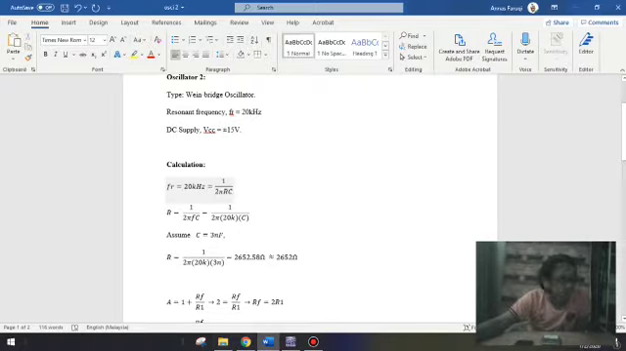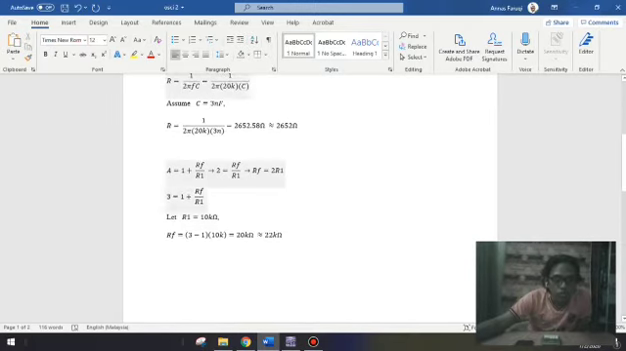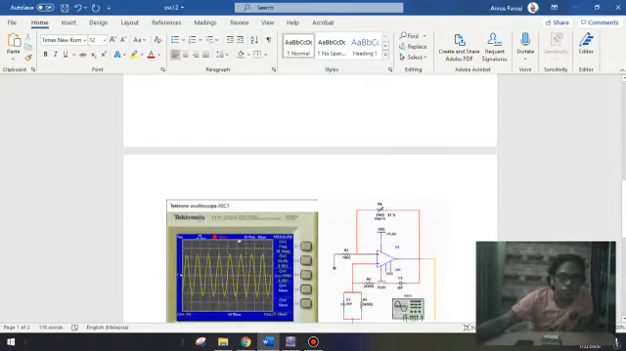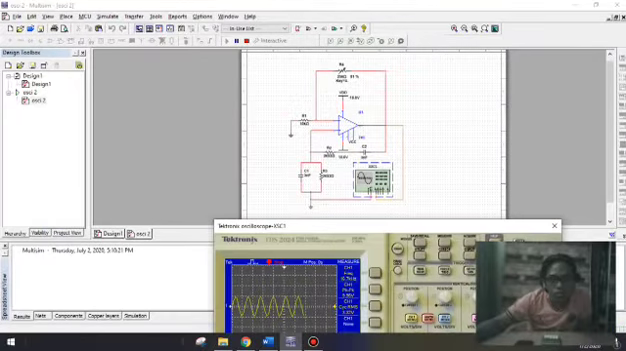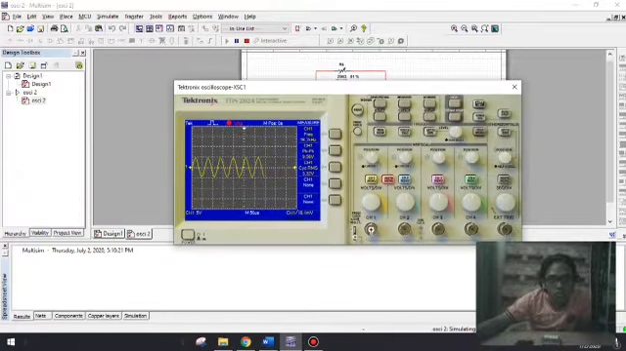From the frequency given, 20 kilohertz, we use this formula to get the value of the resistor. We assume the capacitor is 3 nanofarad. Then we find the value of R1 and RF by using the voltage gain formula. So this is the circuit that I did.